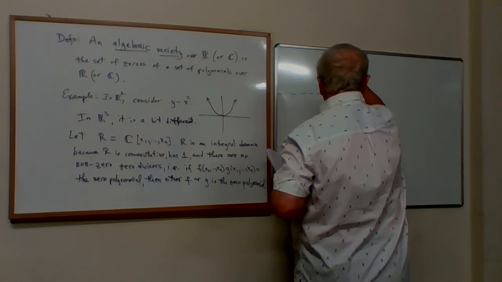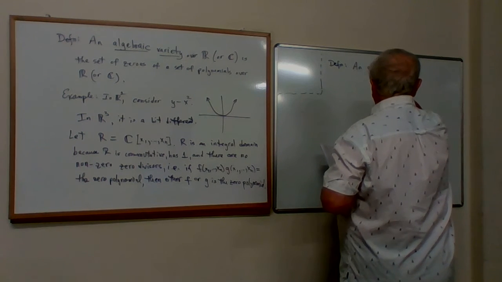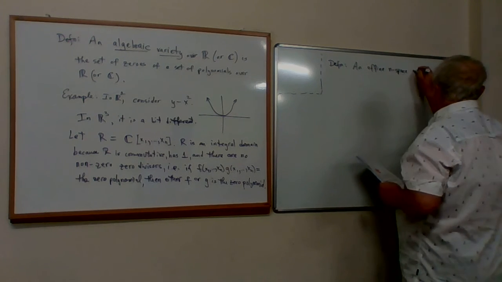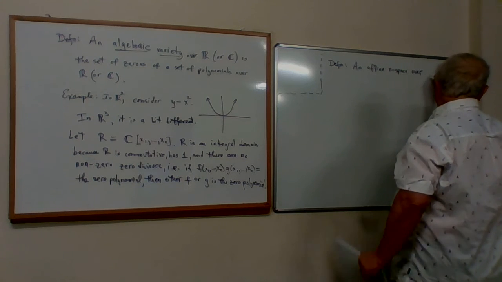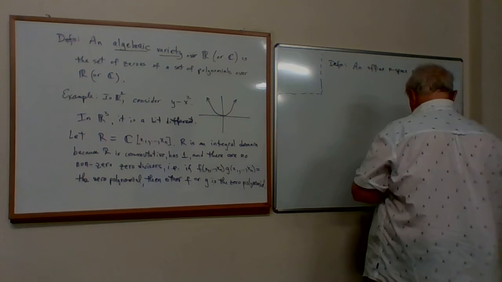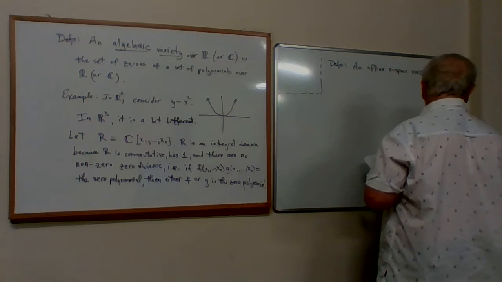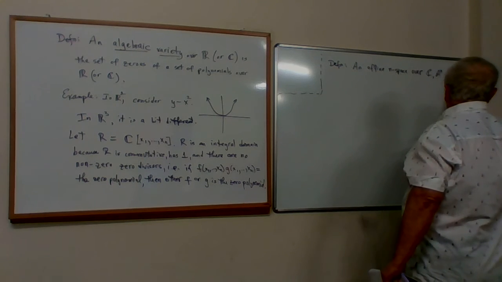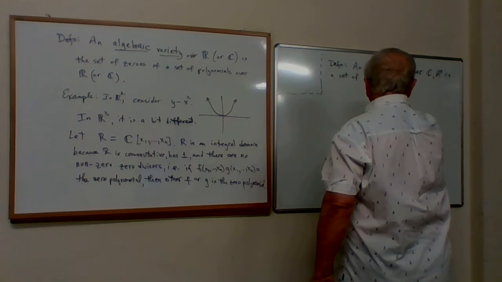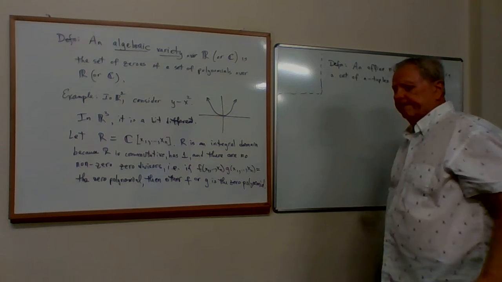Definition. An affine space, and we're going to call it an affine n-space over, and we can use any field we like, but I'm going to put it over C. The notation is going to be A to the n, and I should make this a special kind of A. I don't know, that doesn't look very special to me. It is a set of n-tuples over C.